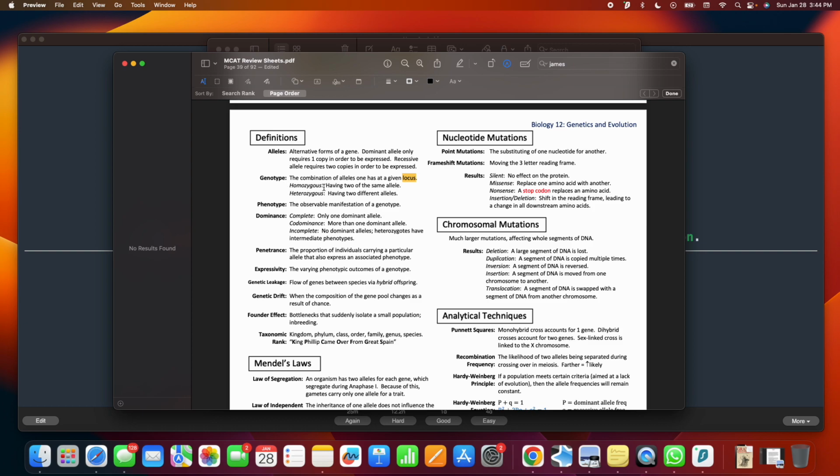We have homozygous, which is two of the same alleles. So a homozygous recessive allele will be expressed. And then we have heterozygous, which is having two different alleles. Then we have phenotype, which is the observable manifestation of a genotype. So this phenotype is basically the characteristic that you will see from that genotype.